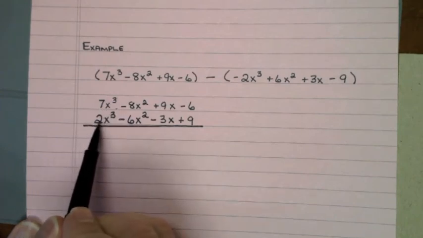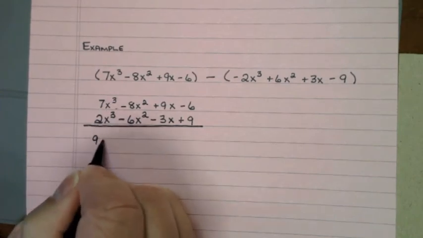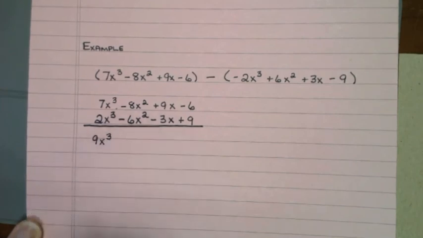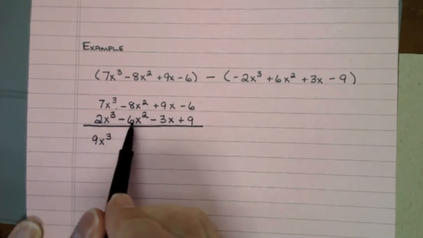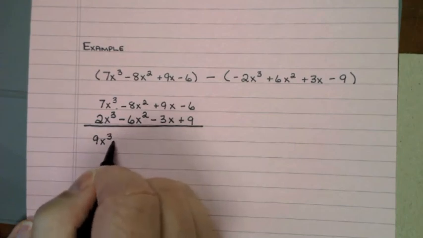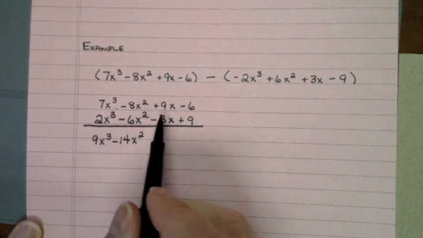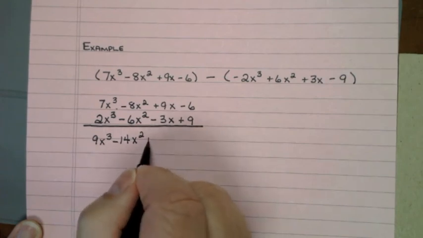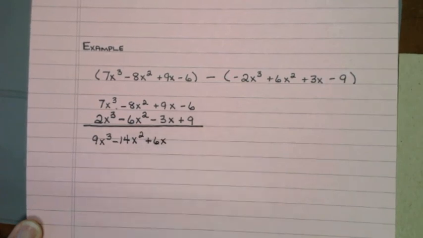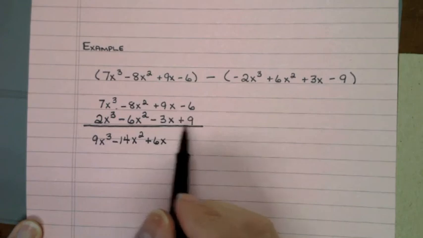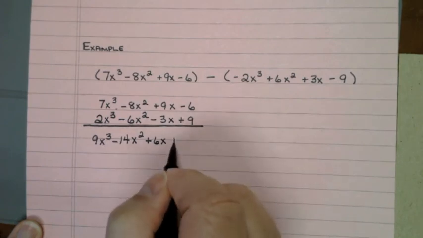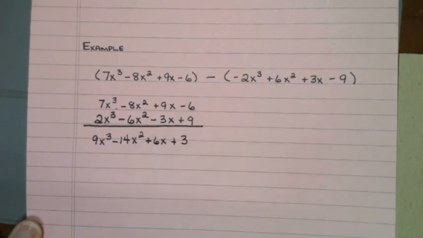7x to the third and 2x to the third, 9x to the third. Negative 8x squared and negative 6x squared, negative 14x squared. 9x and negative 3x, positive 6x. And negative 6 and positive 9, positive 3.